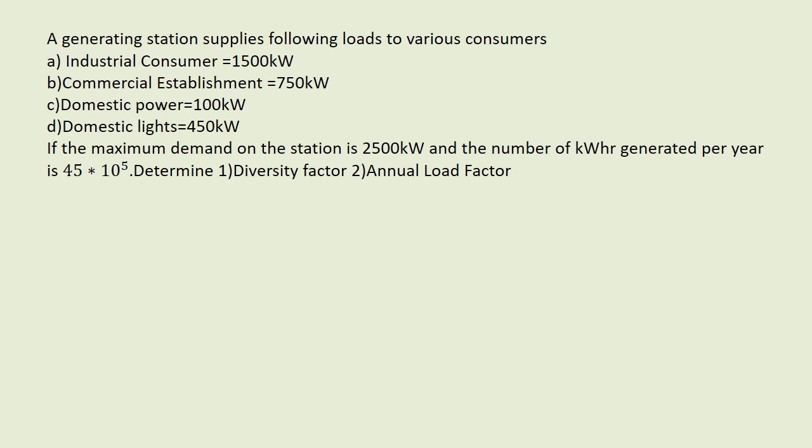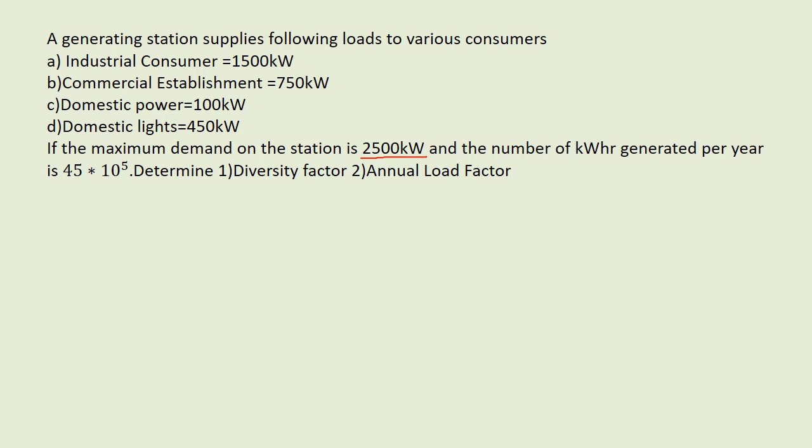As you can read, a generating station is required to fulfill the demands of industrial, commercial, domestic power and domestic lights, and the ratings are given as 1500 kilowatt, 750 kilowatt, 100 kilowatt, 450 kilowatts. So first, the sum of the individual maximum demands on the station is 2500 kilowatts. So this is the simultaneous individual maximum demand.